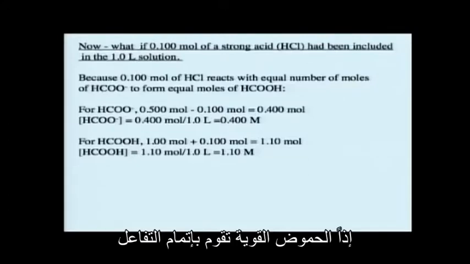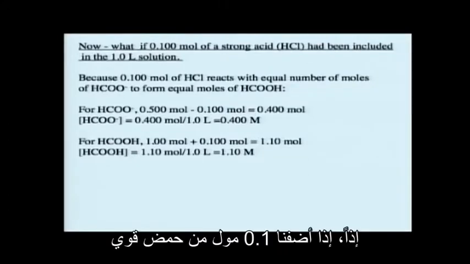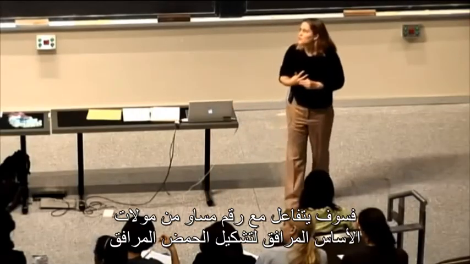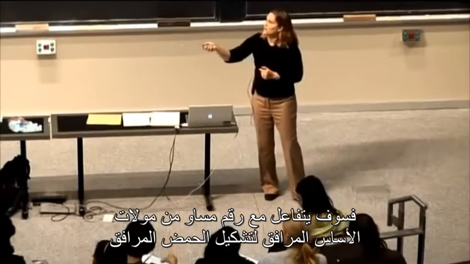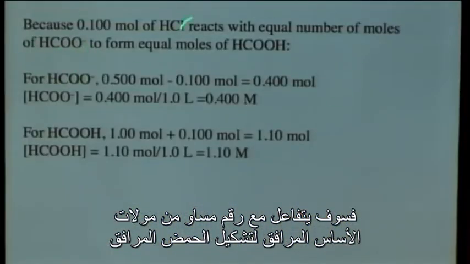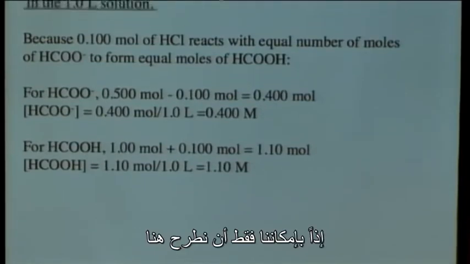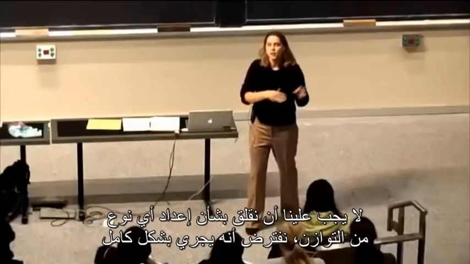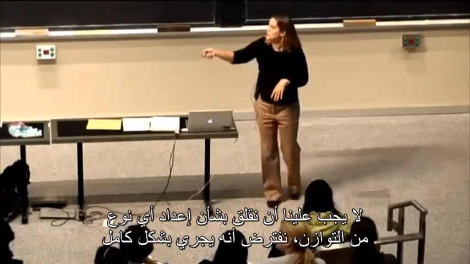So strong acids, they go to completion. If we added 0.1 moles of that strong acid, it will react with an equal number of moles of the conjugate base to form the conjugate acid. So we can just do subtractions here. We don't have to worry about setting up any kind of equilibrium. We assume it goes completely.